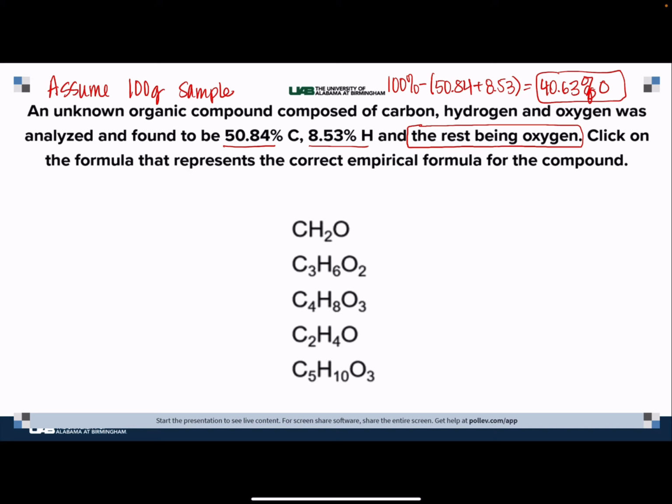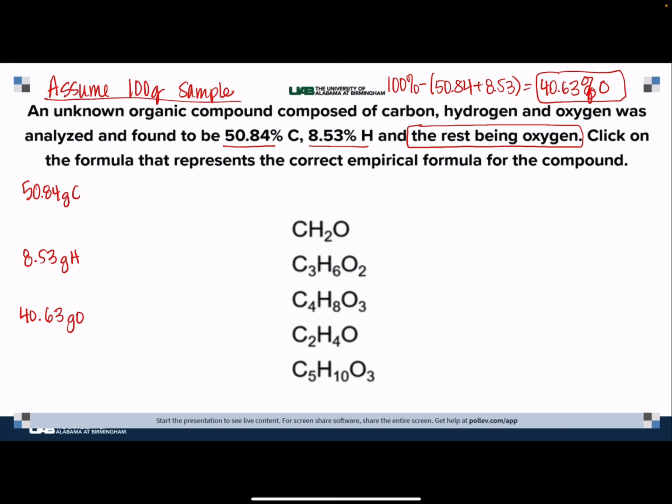If I took 50.84% of 100 grams, it would happen to be 50.84 grams. So this assumption saves us a lot of time in figuring out math. So I'm going to go ahead and write down all my masses, two of which were given and one of which I had to figure out.